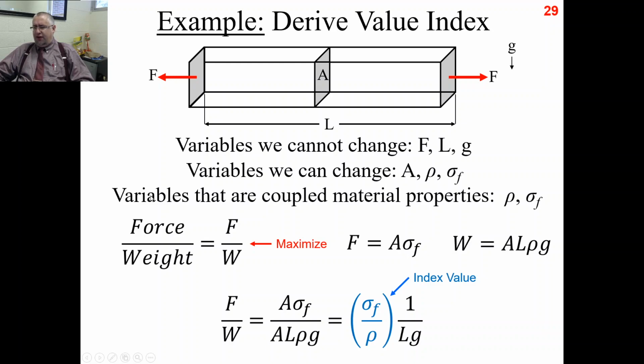and the final thing is to identify variables that are coupled as a result of material properties. And so ultimately, we're going to want to get a ratio of these two coupled material properties. And that ratio is going to be our index value that we're going to use with the Ashby chart to make our material selection. So how do we go about doing this?